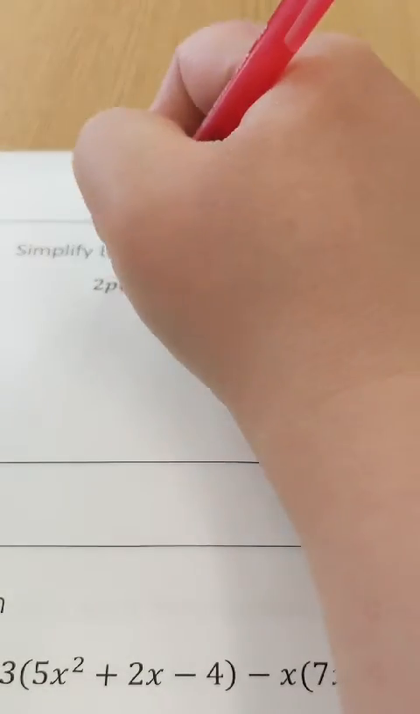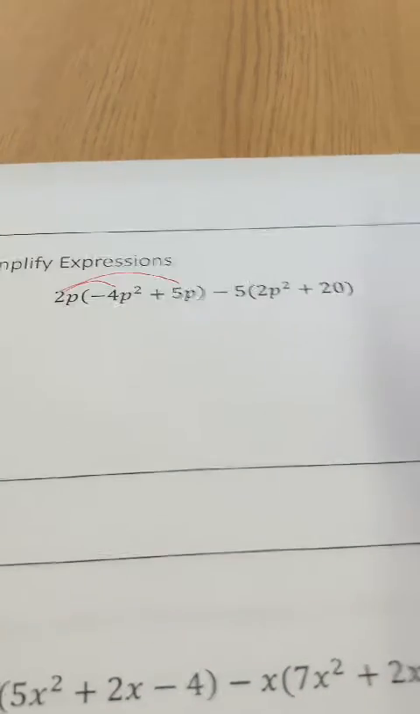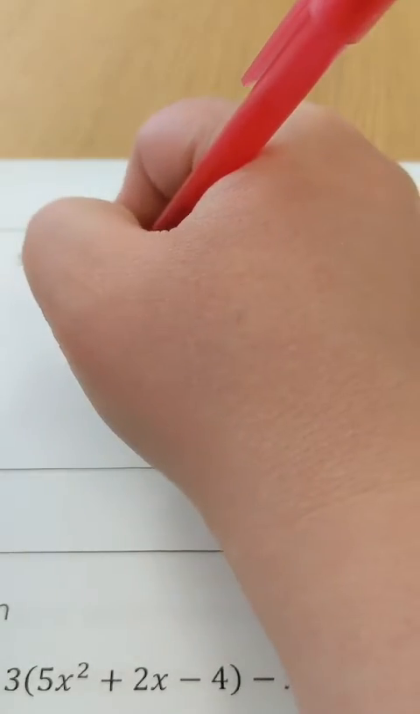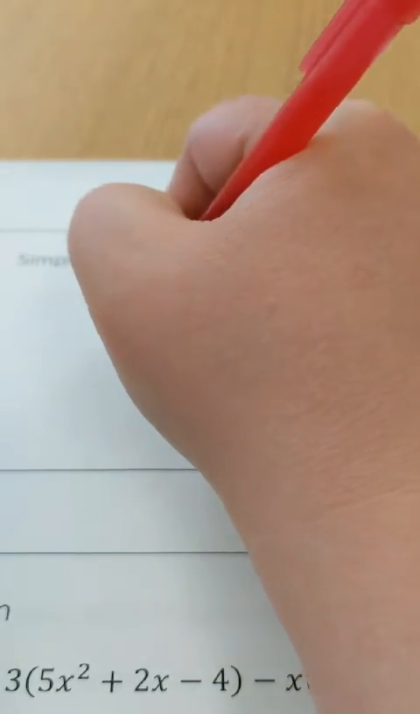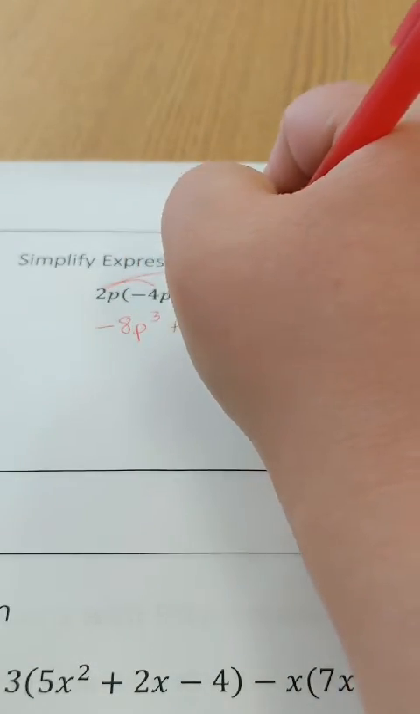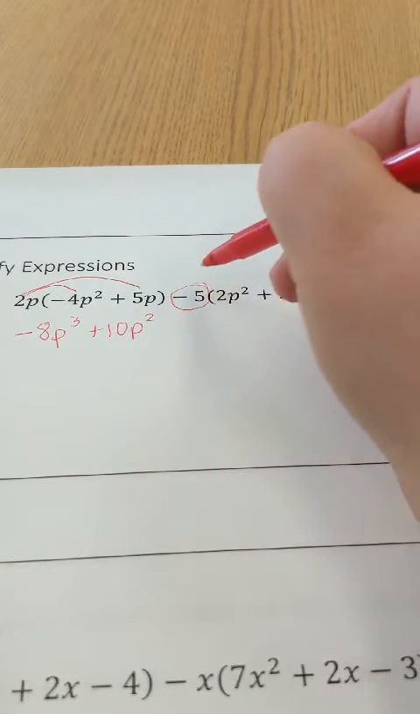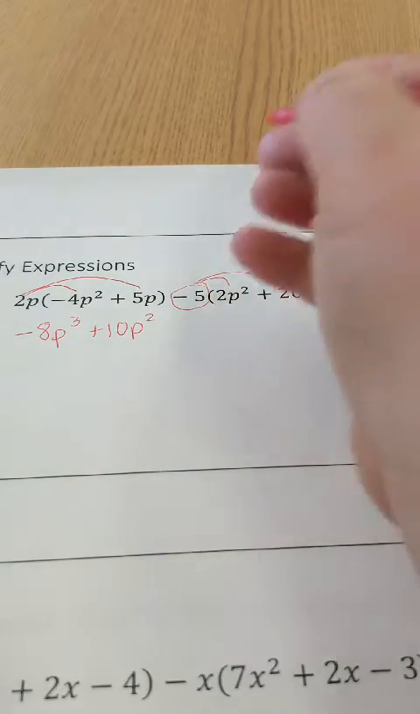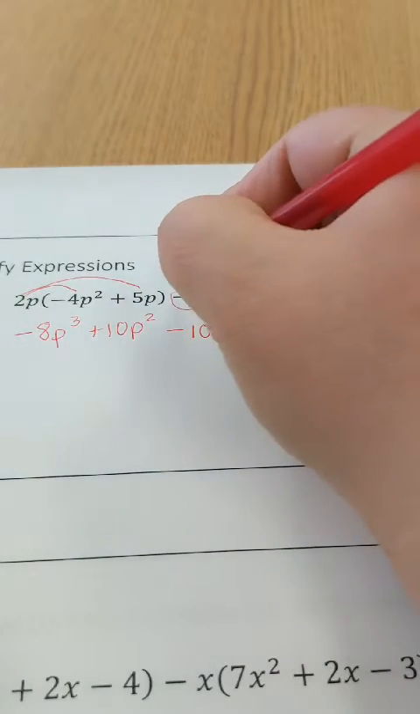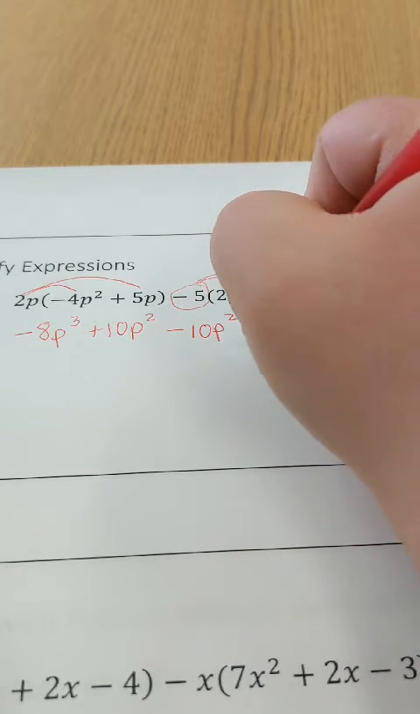So first you have to distribute. And simplifying just means putting things together if you can. So we need to distribute first. So we have negative 8p to the third. Then we have plus 10p to the second. And then remember on this, we have to distribute the negative 5. So it's going to be a negative 10p squared. Negative 5 times 20 is negative 100.